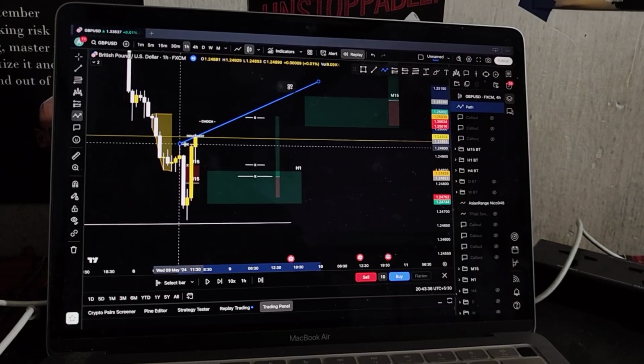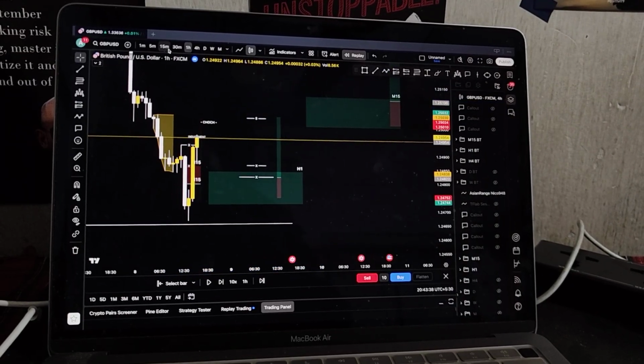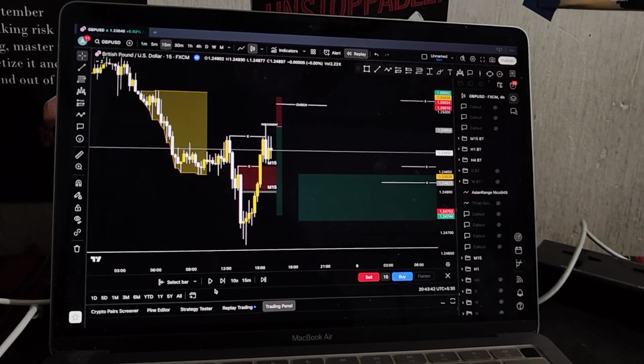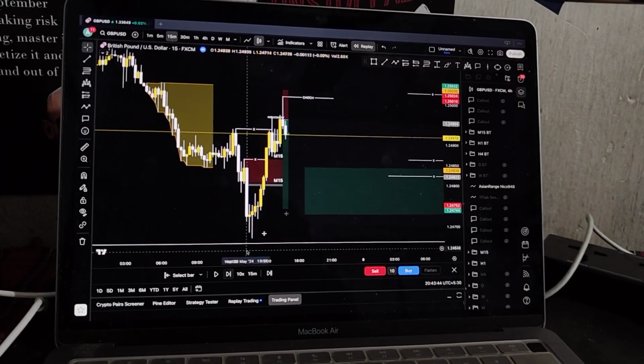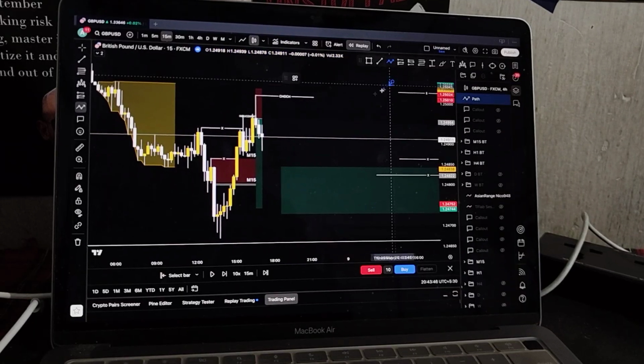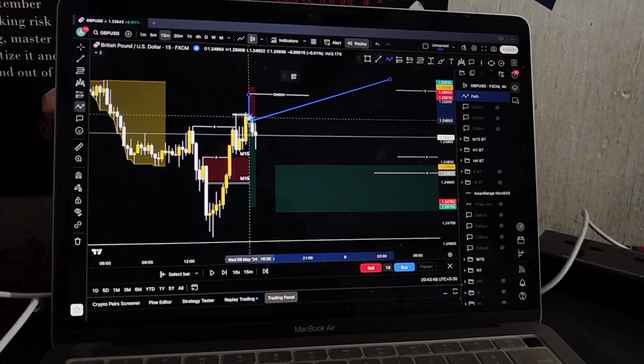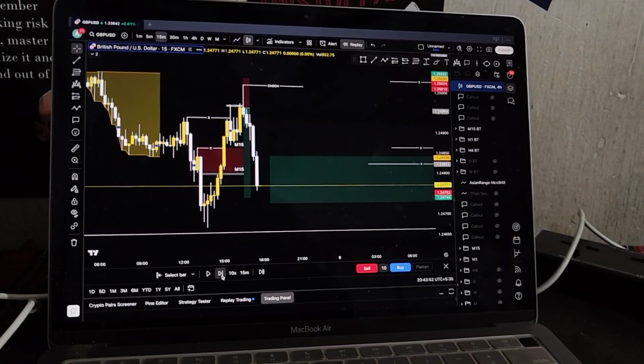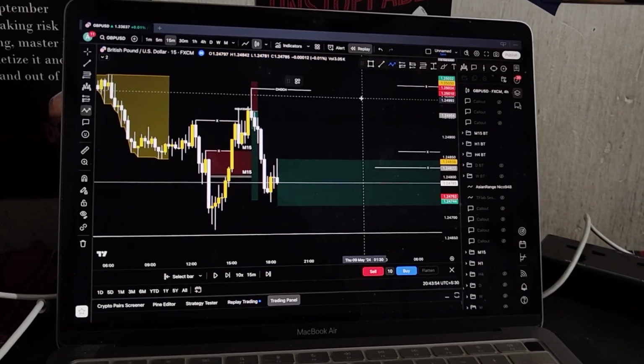Also on the hourly, we can clearly see this liquidity has been swept here, and even after sweeping so much of liquidity, what did the price do? It gave us inducement. After the inducement, this was a beautiful M15 rejection, and then we entered for a 1:3 risk to reward. So on Thursday, we entered a sell position right here.